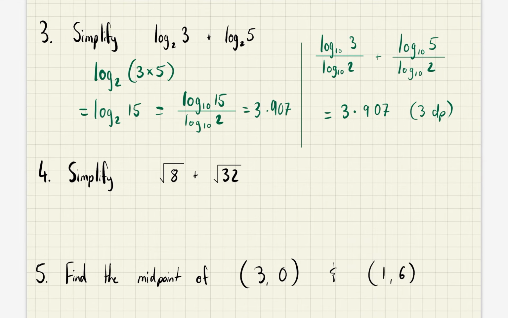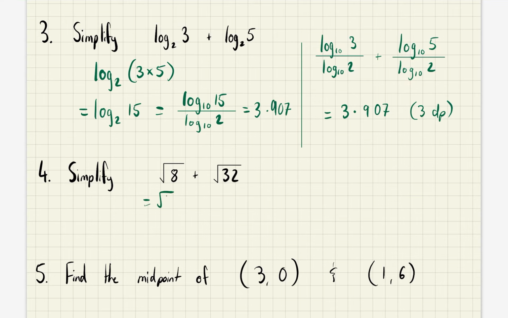Next up, we've got some surds. So we need to simplify the square root of 8 plus the square root of 32. Now, we can't add them because they don't have like terms. If they both were the square root of 8, then we could add them together. Or they're both the square root of 32, then we could add them together. But we can actually simplify these individually, and then once we do that, we can add them together because they'll have, hopefully, like terms.